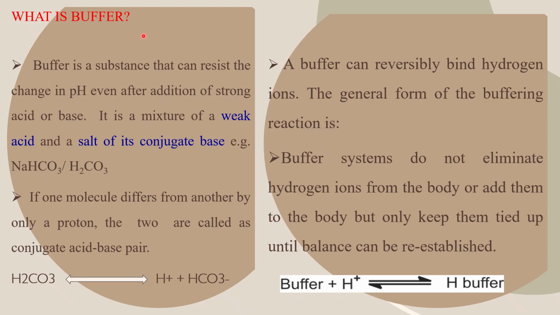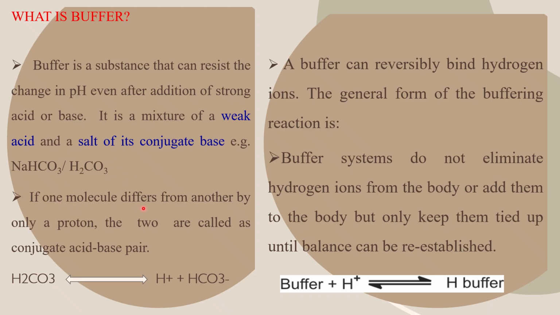Now, what is a buffer? A buffer is a substance that can resist the change in pH even after addition of strong acid or bases. It can be a mixture of a weak acid and the salt of its conjugate base. For example, sodium bicarbonate, that is a salt of carbonic acid with sodium, and the carbonic acid is the weak acid. So this combination is a buffer.